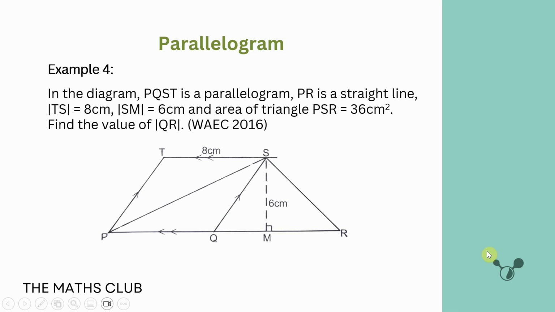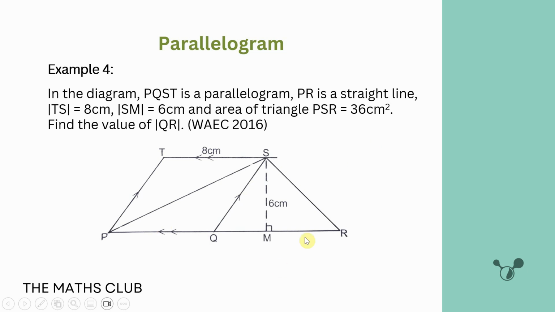So let's see. This is P, this is Q, this is S and C. Great. So this place will also be 8. PR is a straight line. Where is PR? This entire line is a straight line, right? CS is 8 centimeters. SM, which is the height, is 6 centimeters. And the area of the triangle PRS is equal to 36 centimeters squared. So this is a very big triangle.